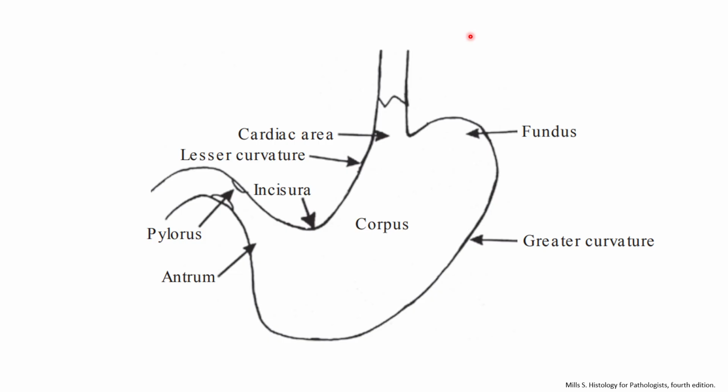And then there is the body or corpus, and it comprises the remainder of the stomach, proximal to the incisura. And then the stomach distal to the incisura is called the antrum. And then there is the pylorus.